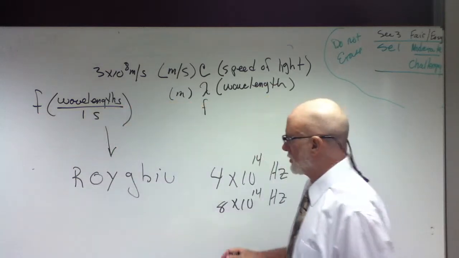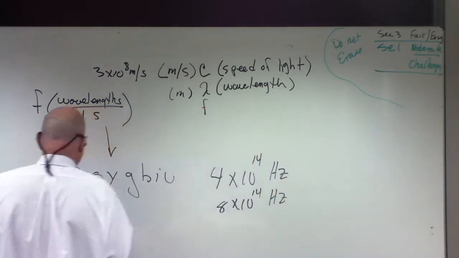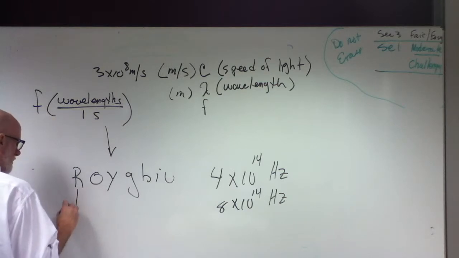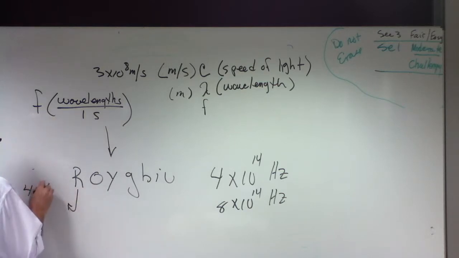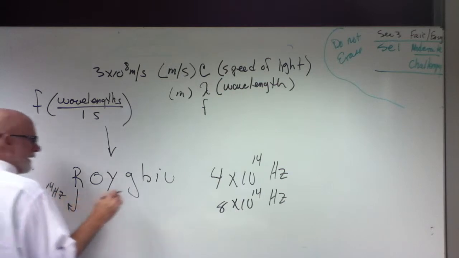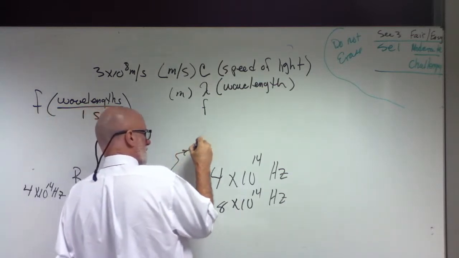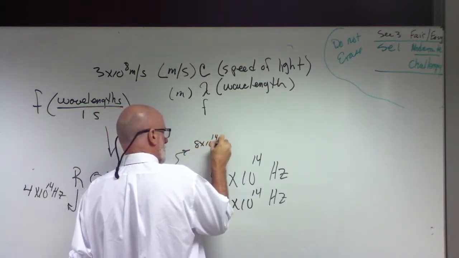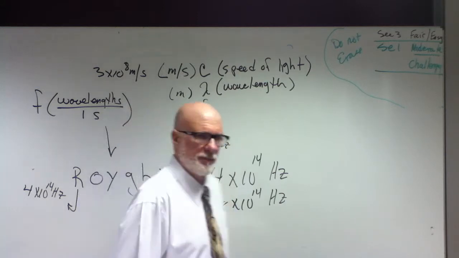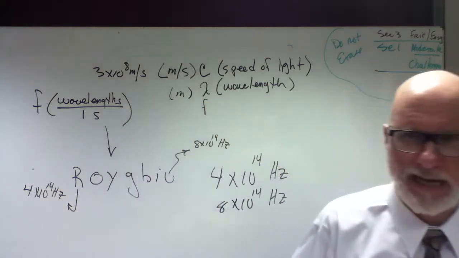Right? So over here is 4 times 10 to the 14th hertz. And here is 8 times 10 to the 14th hertz. That's what our eyes see. Those are the limits of our sight.